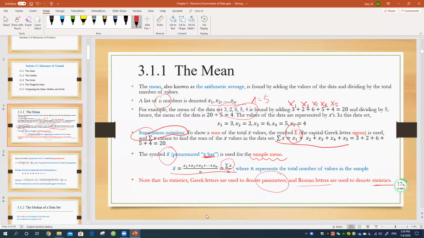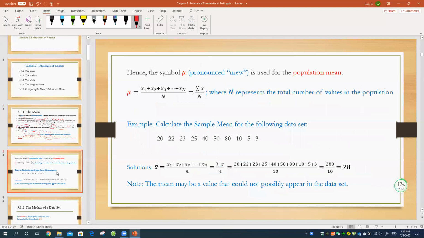Now let's look at another version of the mean, which is called the population mean. And then we use this symbol to represent the population mean, and we read it as mu. So mu equals the same thing. The only difference is since it's a population now, we use the population size. So the capital N represents the total number of values in the population. And then mu is a Greek letter, so it represents a parameter. And then this is the population mean, which is a parameter.